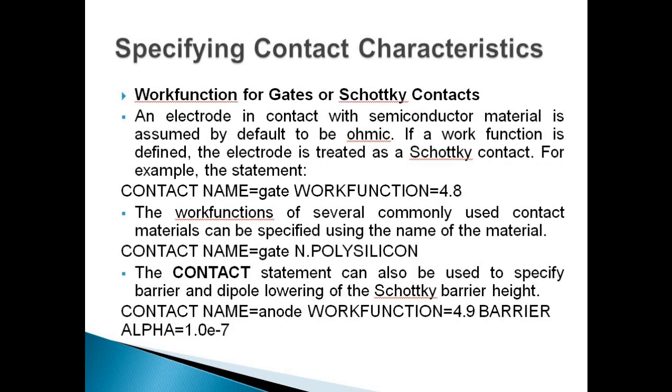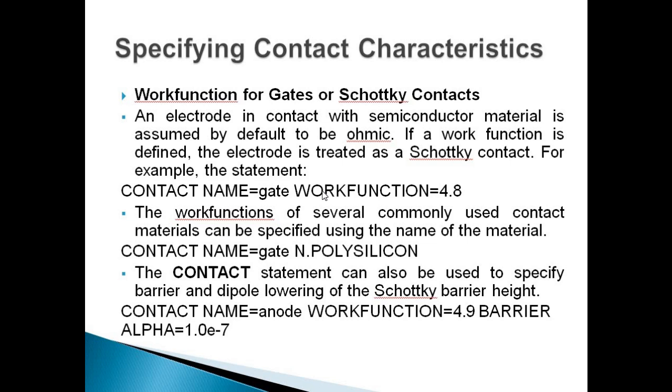In this slide, we will talk about how to define a contact. Work function for gate or Schottky contact. An electrode in contact with the semiconductor material is assumed to be by default ohmic if the work function is not defined. If a work function is defined, the electrode is treated as a Schottky contact. For example, the statement contact name=gate work function=4.8.